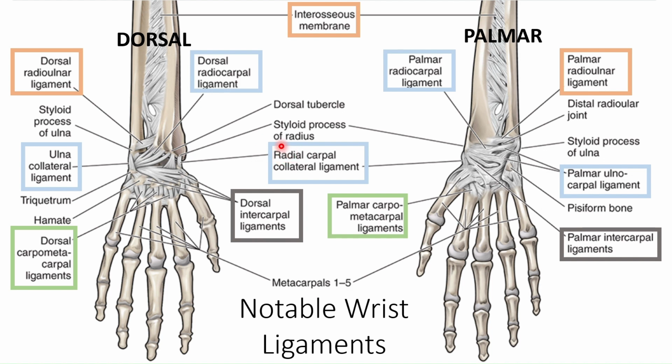Those between each carpal bone located within this region, such as the dorsal and the palmar intercarpal ligaments. And lastly, those connecting the carpal to the metacarpals, specifically the dorsal and palmar carpo-metacarpal ligaments.